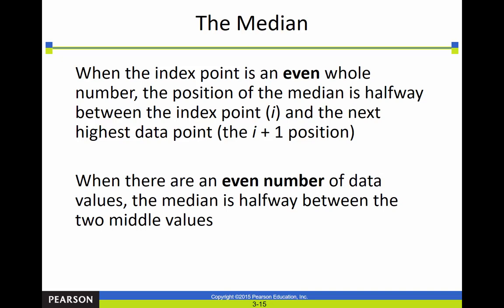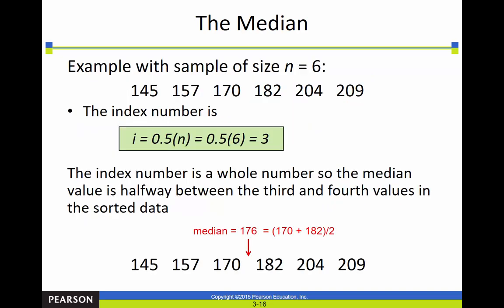Here's a couple rules. I won't read it to you.